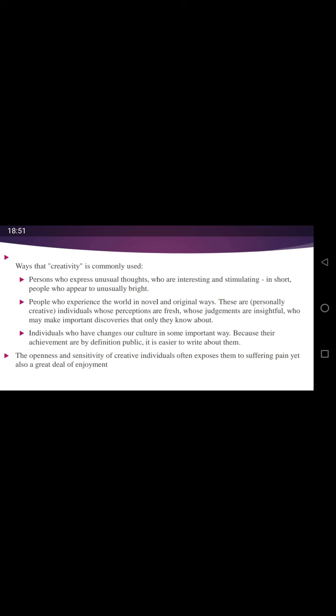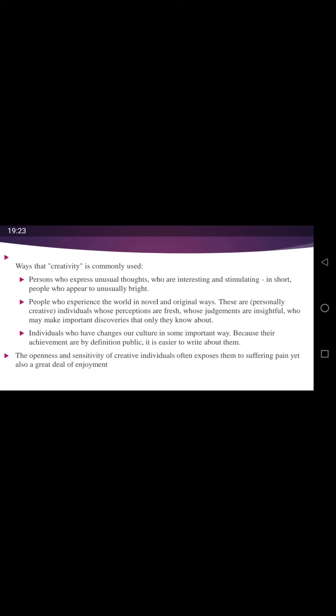Second thing, people who experience the world in novel and original ways. These are the individuals whose perceptions are fresh, whose judgments are insightful, who may make important discoveries that only they knew about. That is what I explained earlier: these people are always going to discover new things only. Some insightfulness, some judgments they are going to give during creative research.